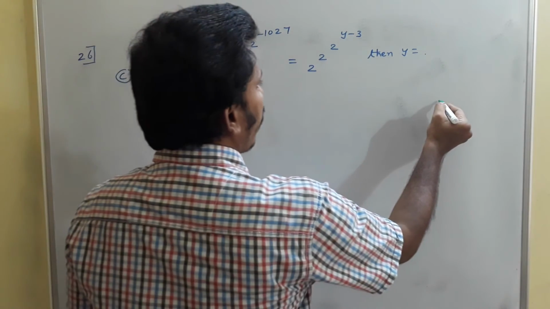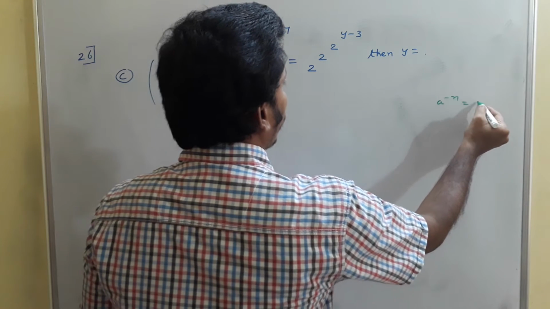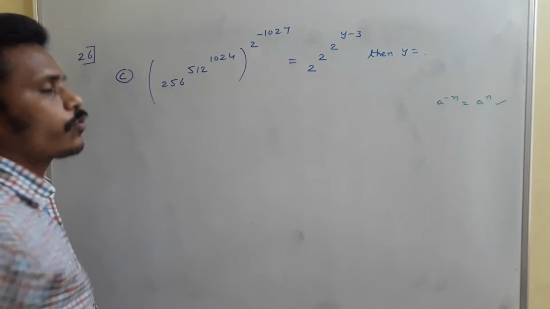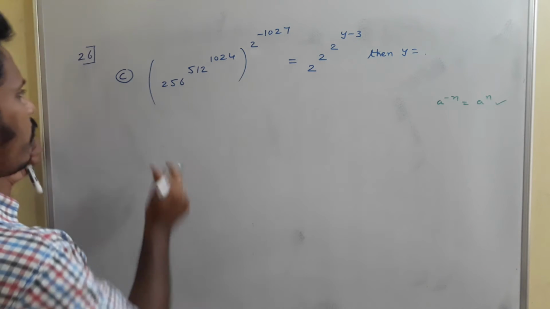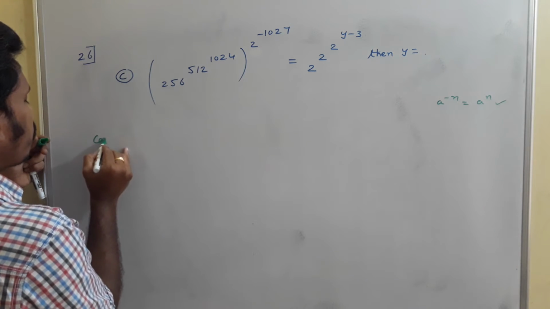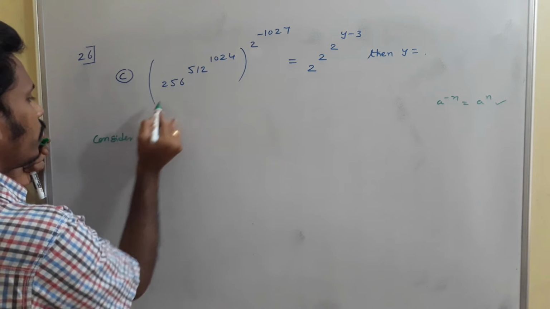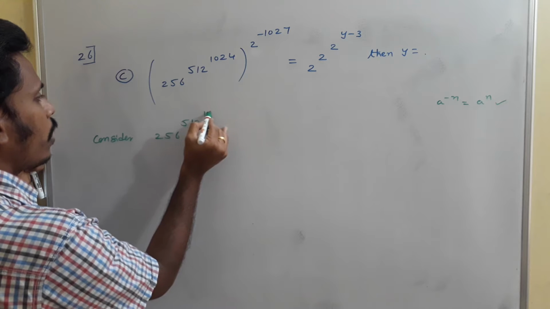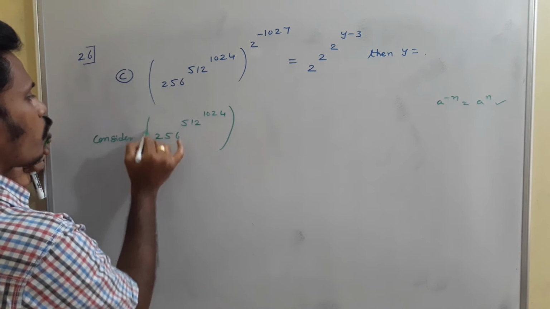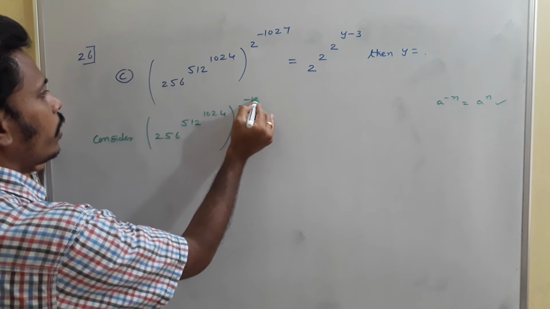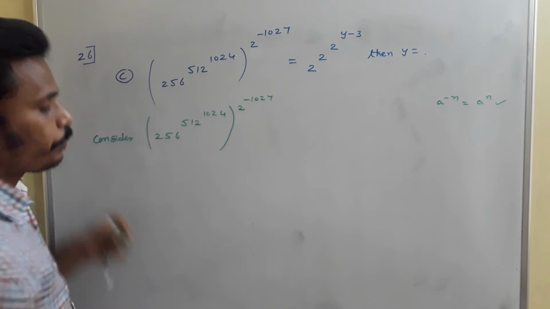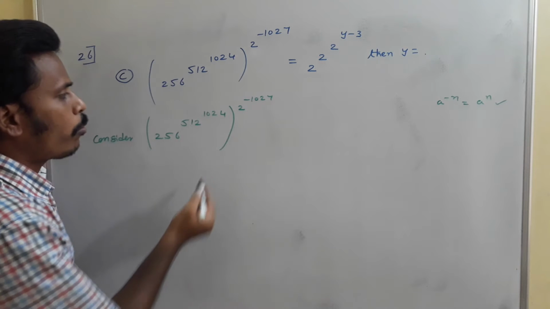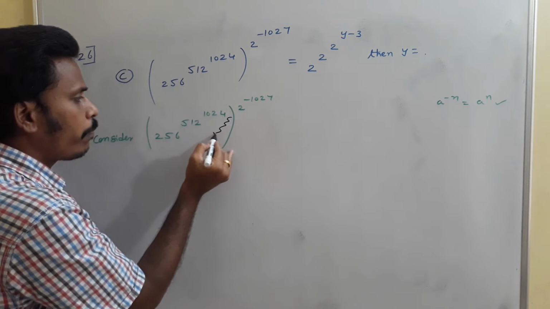First of all, I will use a different rule: a power minus n is a power n, we know it. I will apply it for this 2 power minus 1027. And the next thing, I will start my discussion with the left side part. Just consider this part, which is 256 to the power 512 to the power 1024, and this whole thing to the power 2 power minus 1027. As we discussed in the previous problems, we need to simplify from this side.